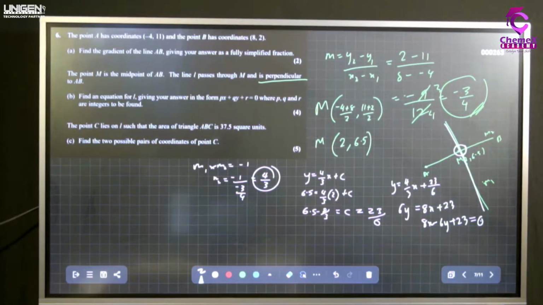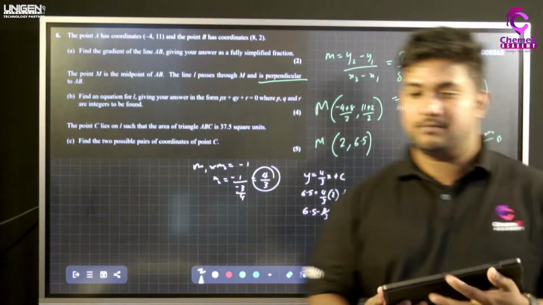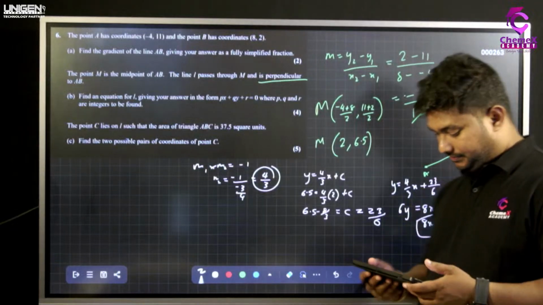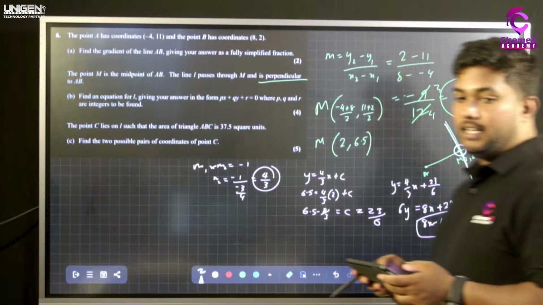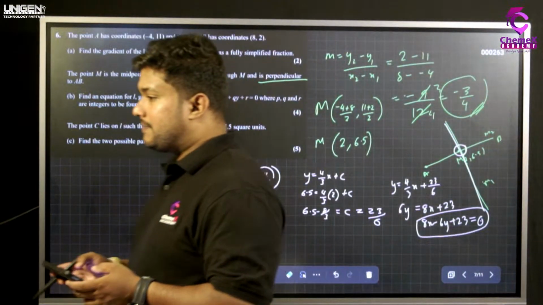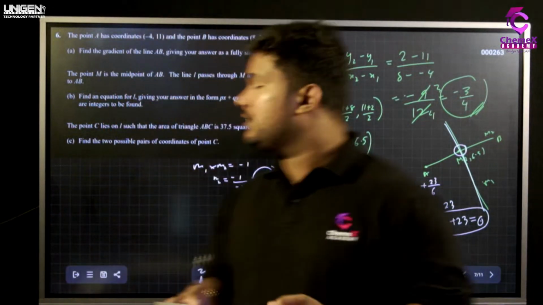Any questions? How I got this equation? Gamita? Any questions you have? How I got the perpendicular line equation? Vivek, any questions?